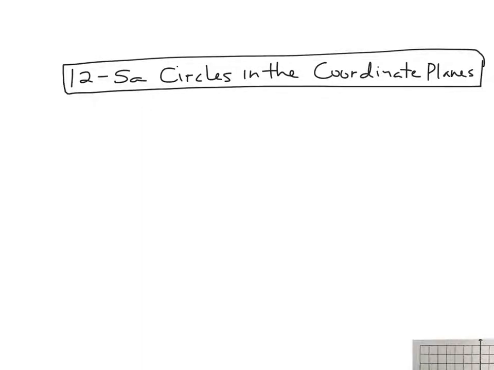12.5 A and B, really. You can just call this 12.5. We're doing both. I won't split them up. But this is circles in the coordinate plane.